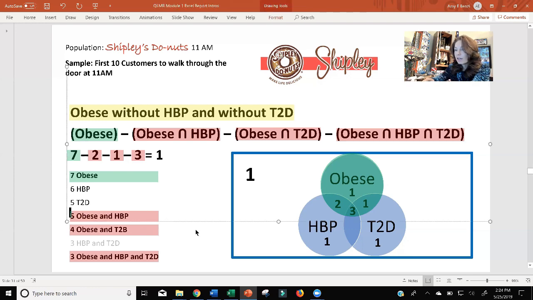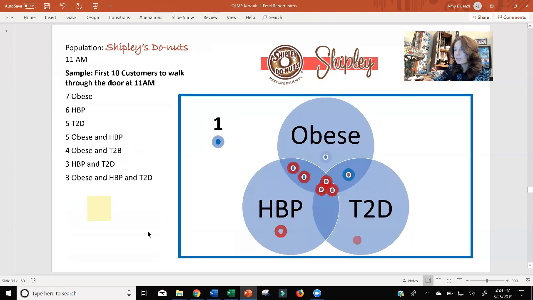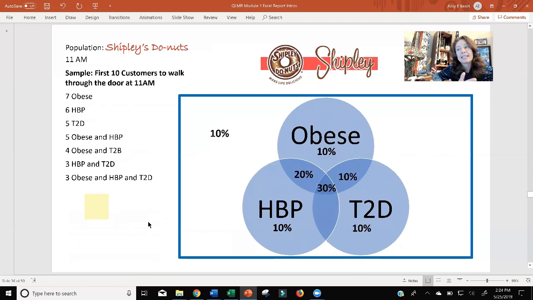All right, let's see where we are here. We have separated our data into this beautiful Venn diagram. Oh, and here now we're going to talk about probability. So when we talk about probability of a population, think about this. This was 1 out of 10, so that was 10%, right? Here we also had 10% were only obese, 10% had only high blood pressure, 20% were high blood pressure and obese, and then we had 30% of these 10 people we surveyed were obese with high blood pressure and type 2 diabetes.